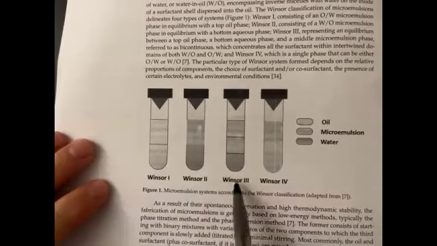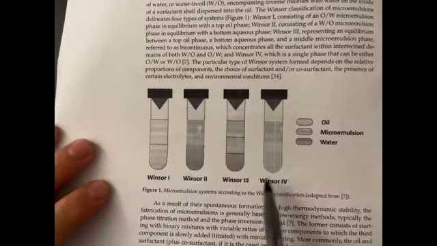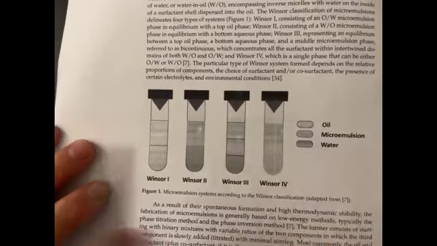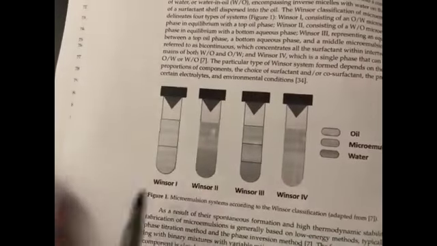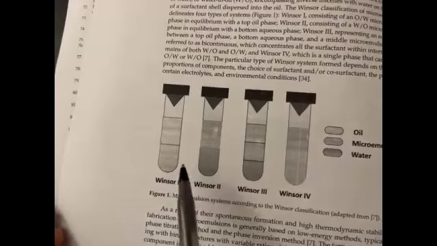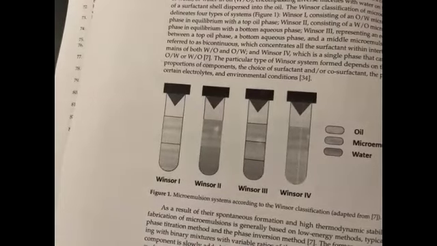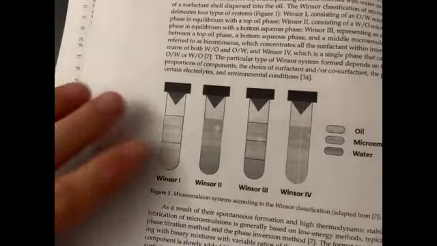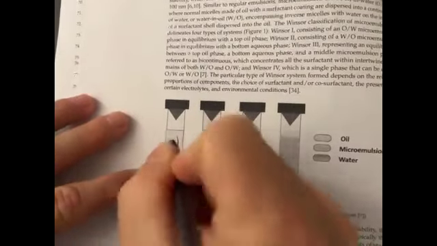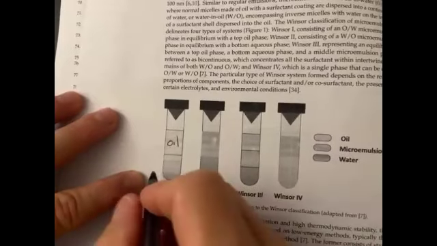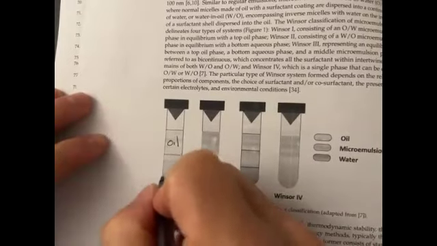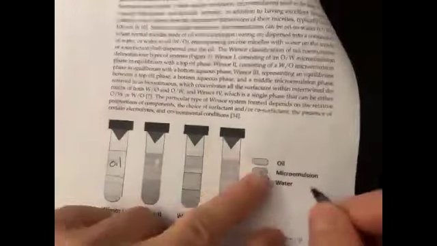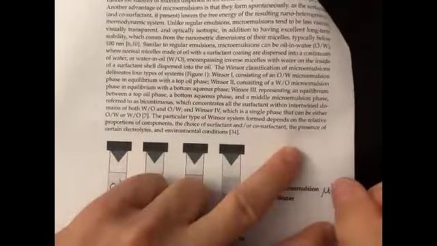Here's Windsor 1, 2, 3, and 4. We've got oil, microemulsion, and water, which in this don't show up very well because I don't have a color printer. Somewhere over here, I've got the article. Right. Okay. So this is oil, the top one, and this is microemulsion. And microemulsion, I'm going to do micro, so lowercase mu and capital E.